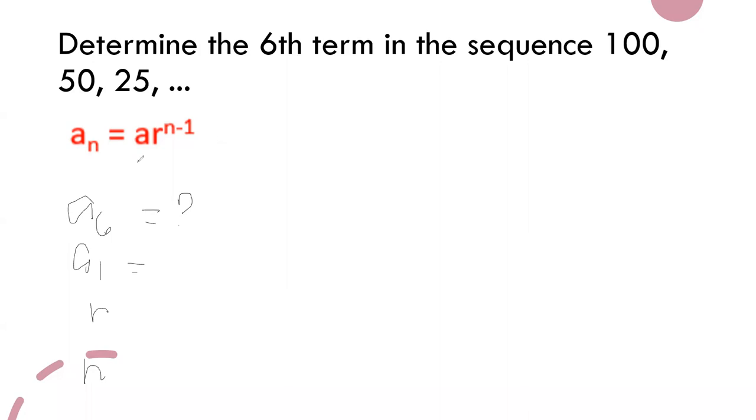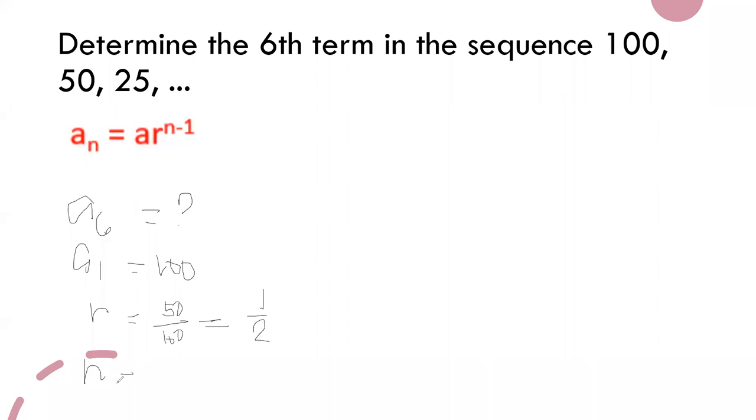So, A sub 1 will be 100. How about our R? Sir, 0.5 po. Okay po. So, that's 1/2 or 0.5. That's acceptable. That is coming from, oh sorry, clear natin ito. Mali yung pagkakasulat ko. It is second term, our second term is 50 divided by the first term, which is 100. So, that will equal to 1/2.